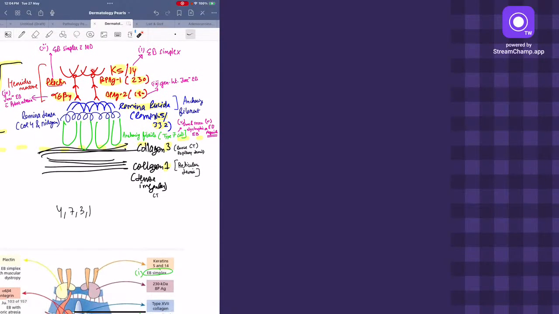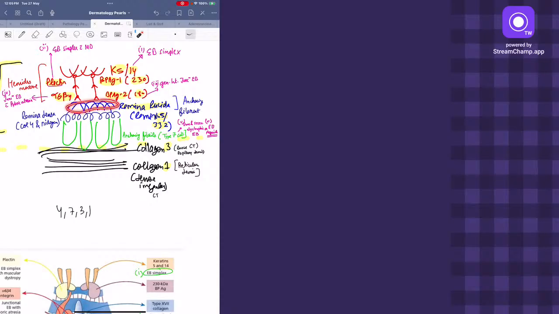So this is basically how the hemidesmosomes connect the keratin filaments to the anchoring filament, and the anchoring filament connects the hemidesmosome to the anchoring fibrils, and how the anchoring fibrils connect these anchoring filaments to the dermis, right? So this is the hemidesmosome containing keratin 5 and 14. Then we have BP antigen 1, which is connected to BP antigen 2. Then we have plectin, which is connected to alpha 6 beta 4.